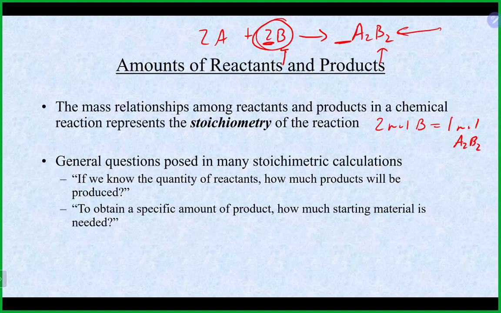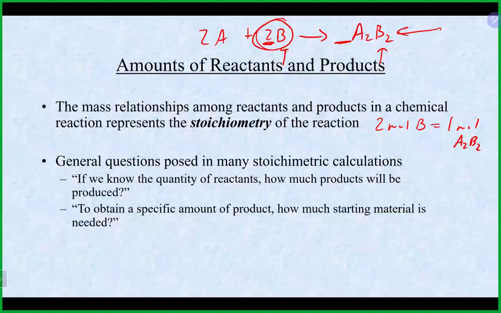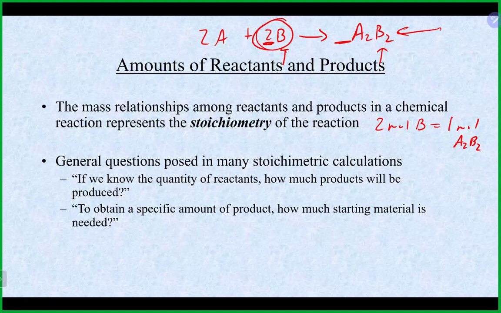You could also kind of back calculate: I made this much product, how much reactant did I start with? So you could do a calculation to figure out how much you started with to make that amount of product. That's what we use stoichiometry for, to answer those questions: I put in this much reactant, how much product should I produce? Or I produced a certain amount of product, how much reactant did I need?